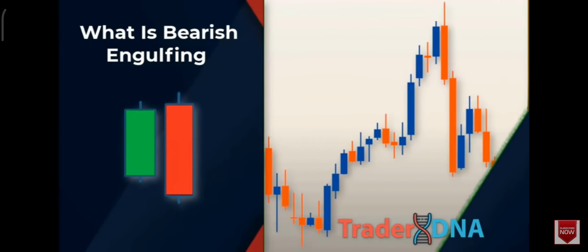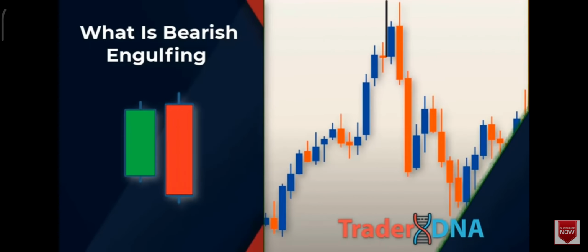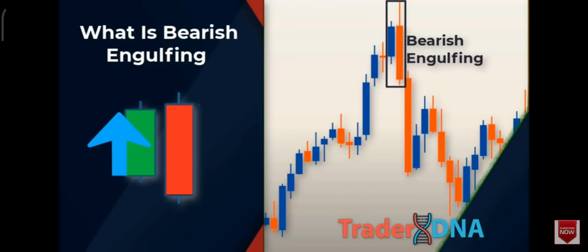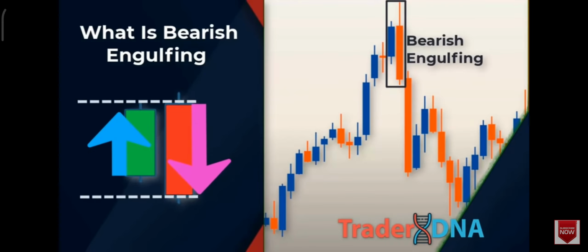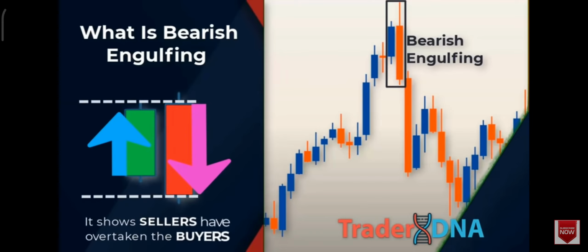Bearish engulfing candlestick pattern. A bearish engulfing pattern is a technical chart pattern that signals lower prices to come. The pattern consists of an up candlestick followed by a large down candlestick that eclipses or engulfs the smaller up candle. The pattern can be important because it shows sellers have overtaken the buyers and are pushing the price more aggressively down than the buyers were able to push it up.